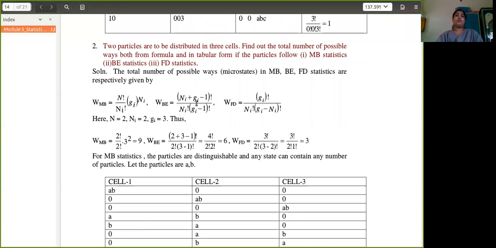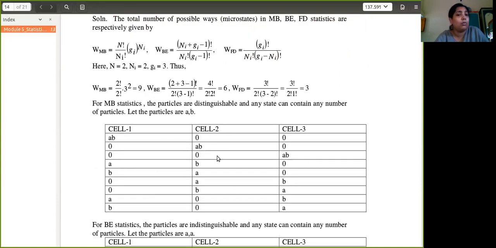Now in this case, you have to do both the tabular form and use the formula for finding out the number of microstates. The formula you already know is very clear, and you have to memorize it for now. You use the formula and you will just get the result. But you can easily verify the result by tabular form also, or vice versa.